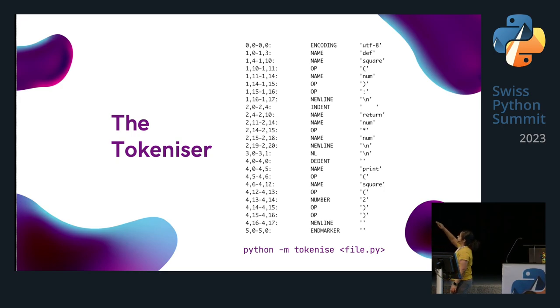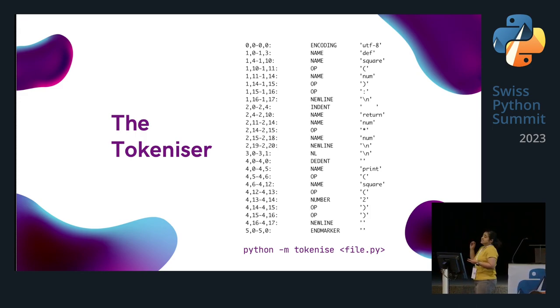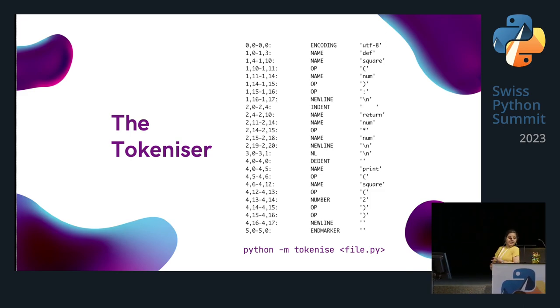And basically what it does is, if we look at the first one, it's just the encoding. It's at the zeroth position and it started at zero. We can ignore that. If you go to the next line, it says on the first line, at the zeroth position, the token for def begins. It's in the zeroth position, and then it ends at three. And it does this for every single token which is there in the file. You have indentations here, you have the new lines, and you have all of the operators.